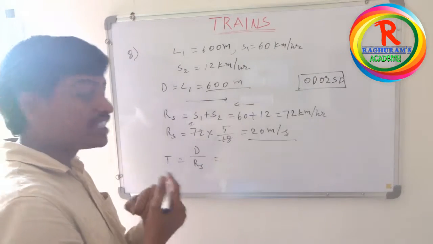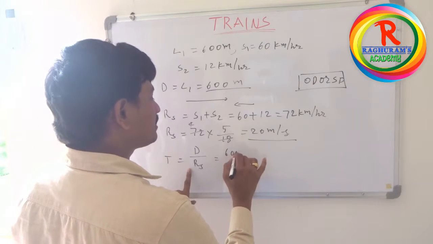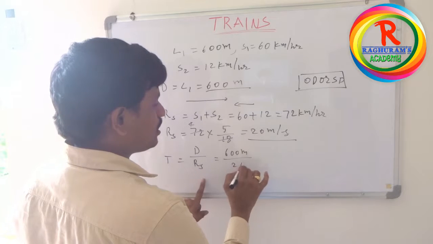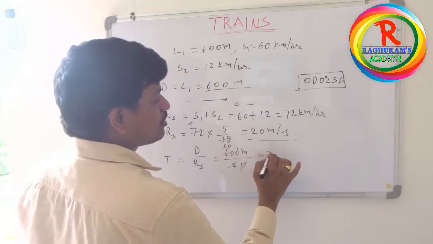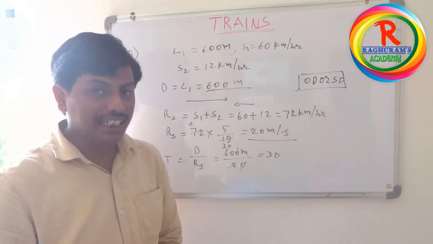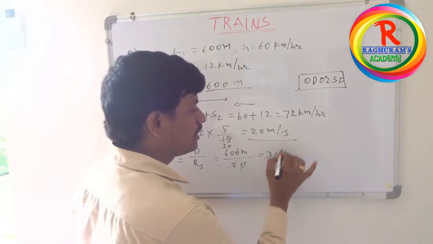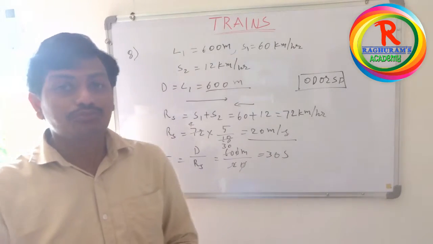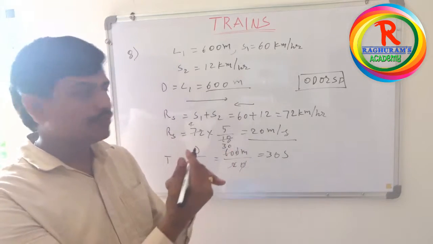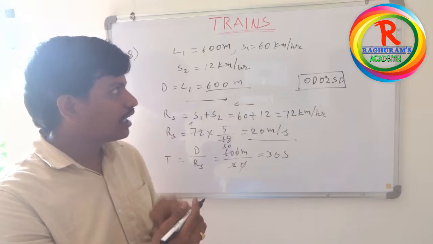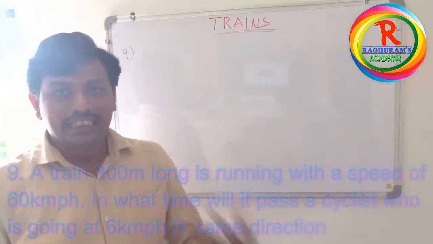Third type of problems, relative speed. Okay, distance by relative speed. Distance is 600 meters. Relative speed is 20. Cancellations: 0 0 cancel, 2 3s are 6, that is 30. So time is 30. Seconds or hours? The speed is in meters per second, so 30 seconds. So the train crosses the person coming in the opposite direction in 30 seconds. Let us take another problem.